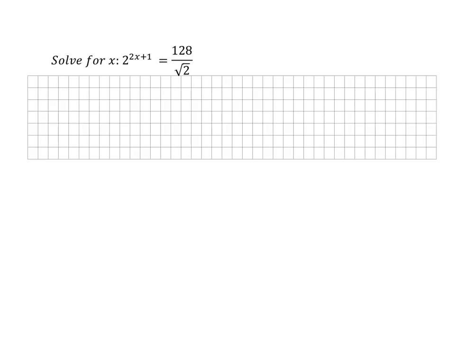Okay, so here in question 2, we're asked to solve for x, where 2 to the power of 2x plus 1 is equal to 128 over the square root of 2. So changing each of those to the powers of 2, I am going to say, well, that's 2 to the power of 2x plus 1 is equal to, well, 128 is 2 to the power of 7. And the square root of 2 is 2 to the power of a half.